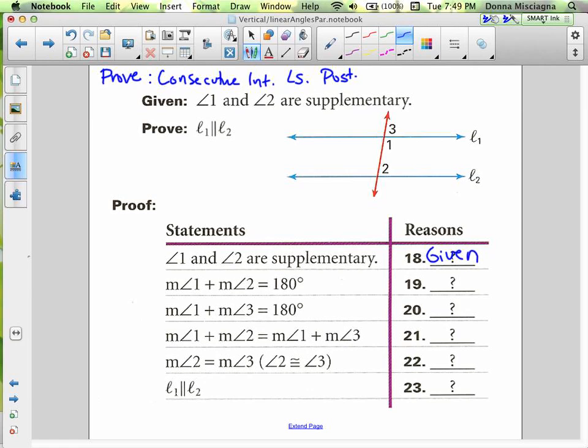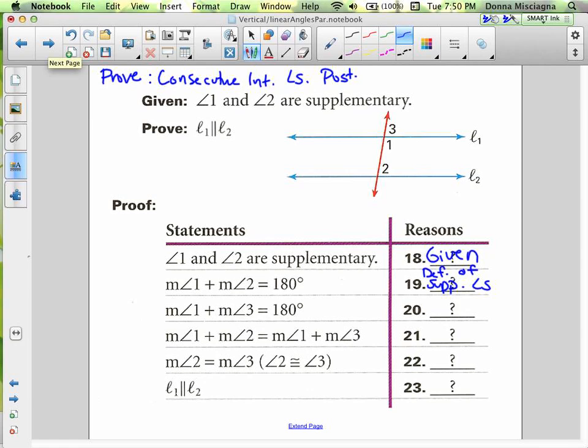The measure of angle 1 plus the measure of angle 2 equals 180 degrees. Why can I go from supplementary to saying that they add to 180? That's just the definition of supplementary angles. Did you remember that from the last proof? Actually, not the last proof, but 2 proofs ago. I'm really going to have to abbreviate supplementary.